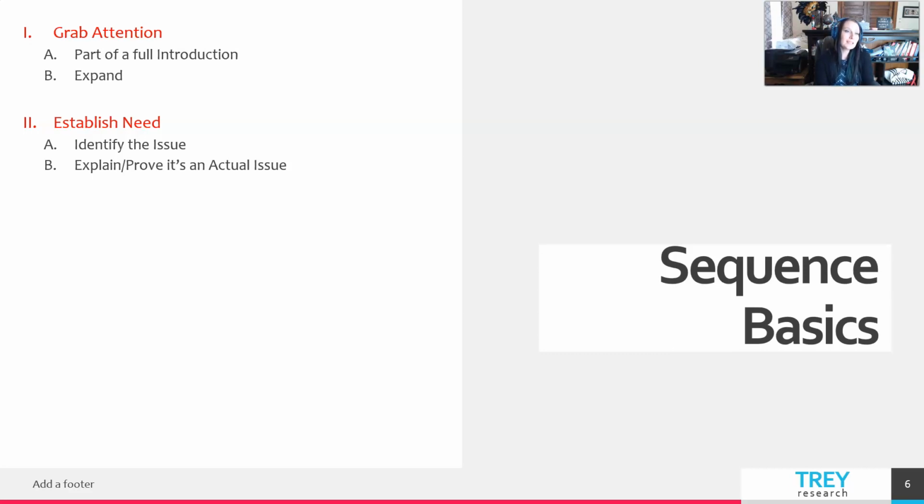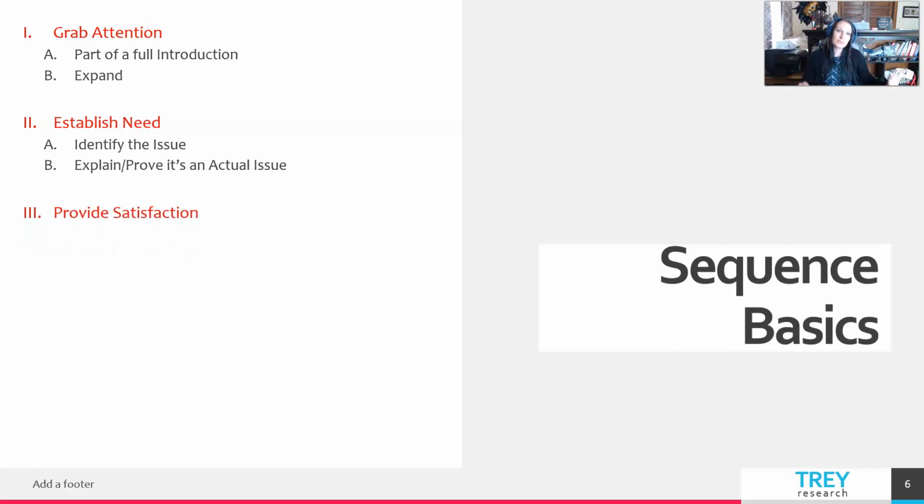So explain clearly what the problem is in your subpoint A, and then in your subpoint B, explain why this is an actual issue that is relevant to everyone in your audience viewing area.